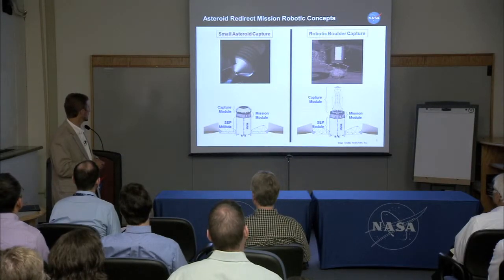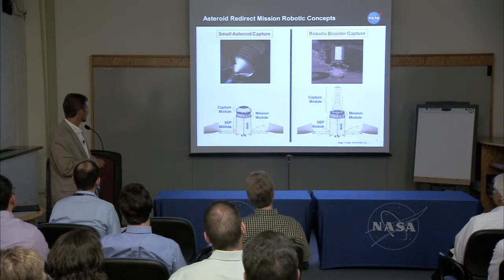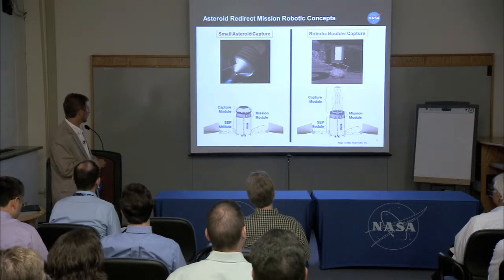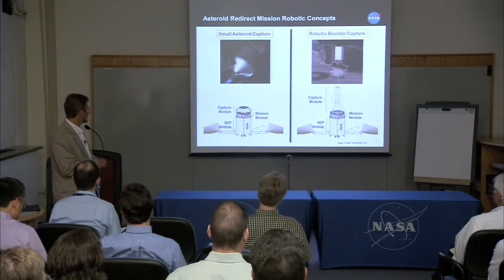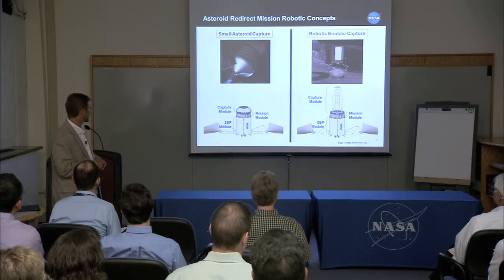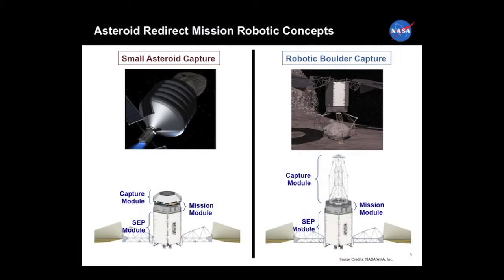Graphically, this is what it looks like. You've got basically a solar electric propulsion module and a mission module. So this is the power and propulsion. This is the avionics and the communications and the smarts, the star trackers and all that. So this kind of forms a bus that can be used for a variety of missions. And on top of that, you've got a capture module, and that is the part that looks substantially different.